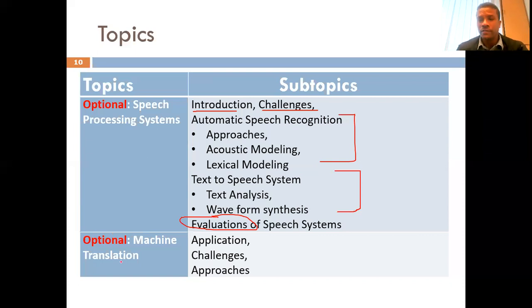The other one, which is a very interesting topic, though it's not part of your curriculum or your course description, is machine translation, which is a very active research area and a very interesting topic. So we'll try to see machine translation. So we'll see the application, the challenge, and the different kinds of approaches that we have in machine translation. So these would be the topics to be covered in the course.